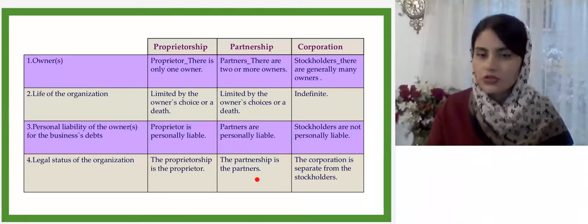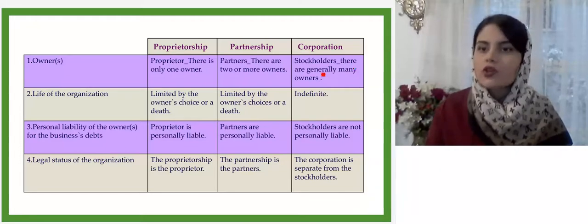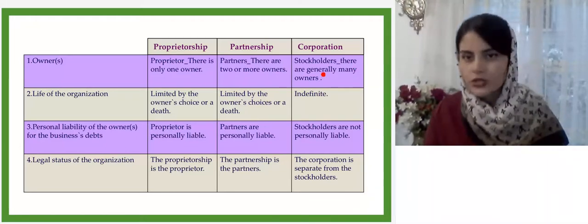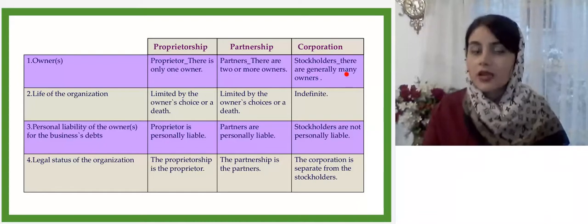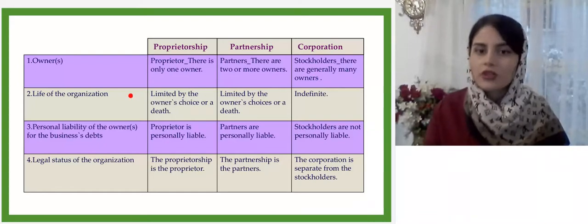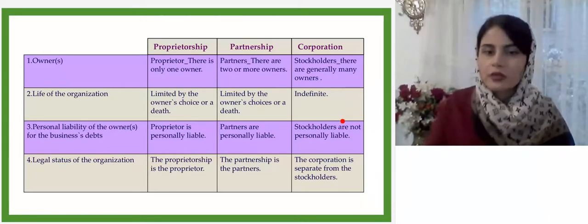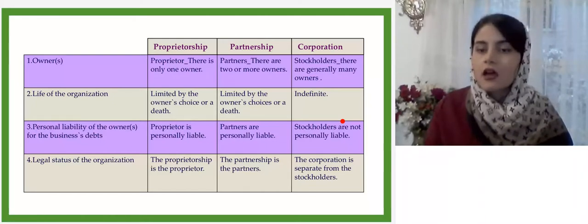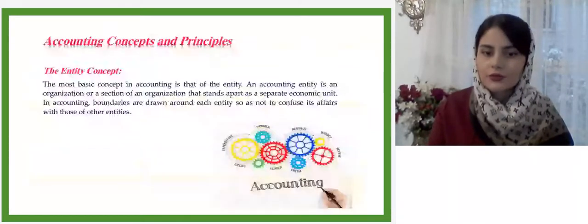is the partners. For corporations, the owners are stockholders or shareholders. There are generally many owners, and the life of the organization is indefinite. For personal liability of the owners for the business debts, stockholders are not personally liable, and the corporation is separate from the stockholders.